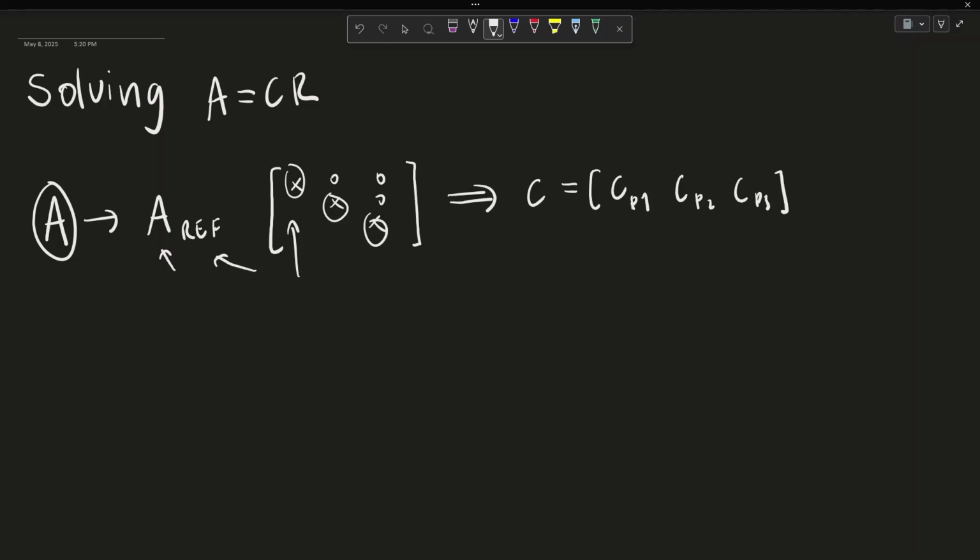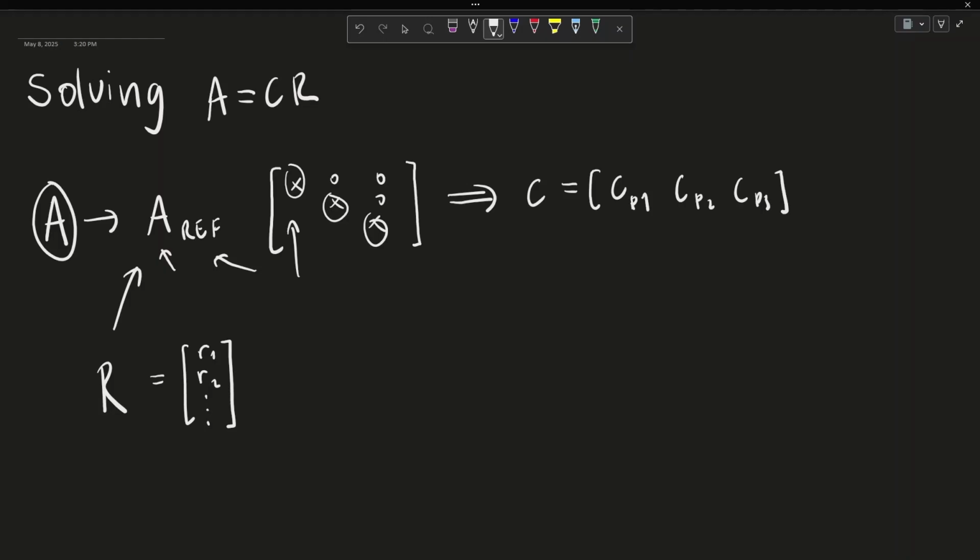And then to find R, we find all of the non-zero rows in row echelon form. Now, unlike finding C, R is directly related to the row echelon or reduced row echelon form. So R is simply a matrix comprised of the rows in row echelon form that are non-zero. So this is row 1, which is non-zero, row 2, which is non-zero, for however many non-zero rows there are.